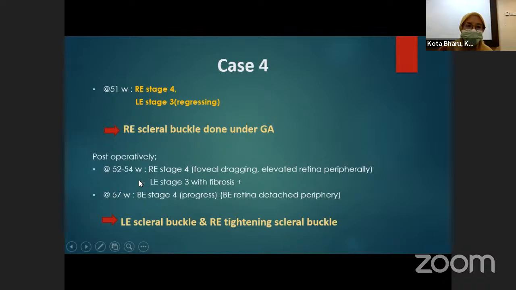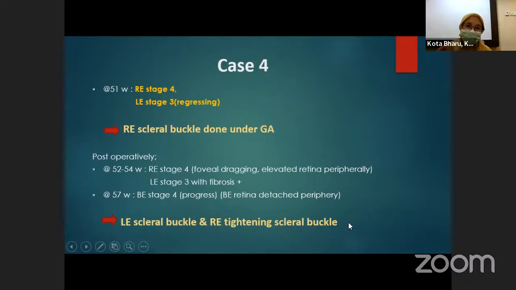Okay, post-operatively, we review at 52 to 54 weeks. The right eye stage 4 showing foveal dragging with elevated retina peripherally, and left eye stage 3 with fibrosis. At 57 weeks, bilateral eye stage 4 showing progress, which is the retina is detached peripherally in both eyes. So we proceed with the left scleral buckle, and for the right eye, we tighten the initial scleral buckle.